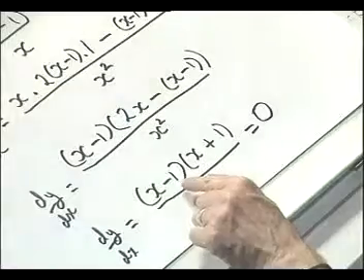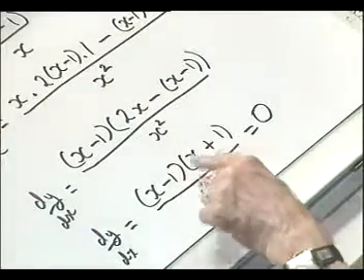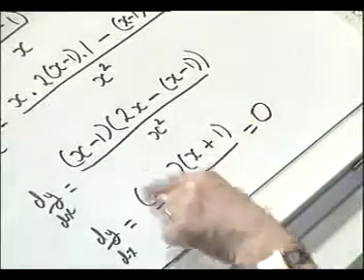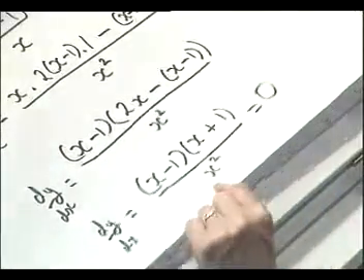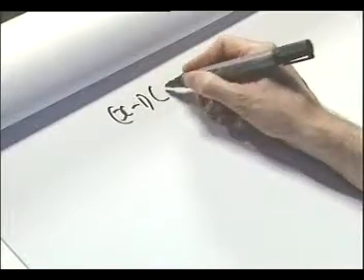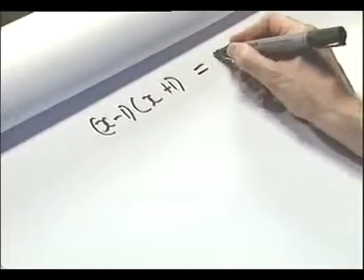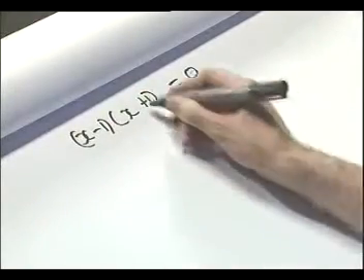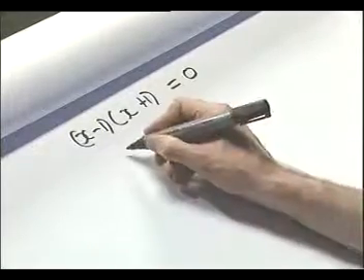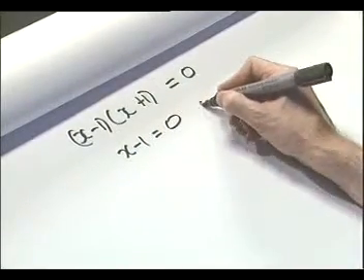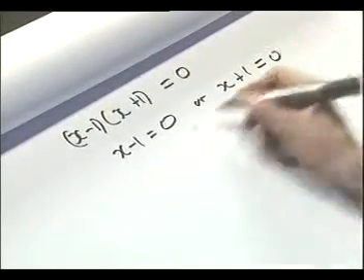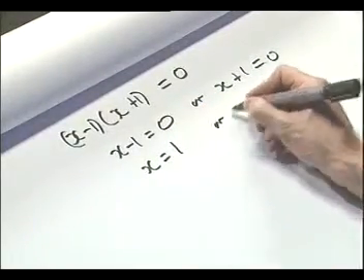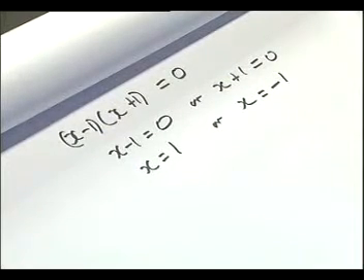Now, when we have an expression like that that's equal to 0, it's only the numerator that we're interested in. It's only the numerator that will make this expression 0. So, what we've got is (x minus 1)(x plus 1) equals 0. And that tells us that either this bracket is equal to 0 or that bracket is equal to 0. In other words, x minus 1 equals 0 or x plus 1 equals 0. So x equals 1 or x equals minus 1.